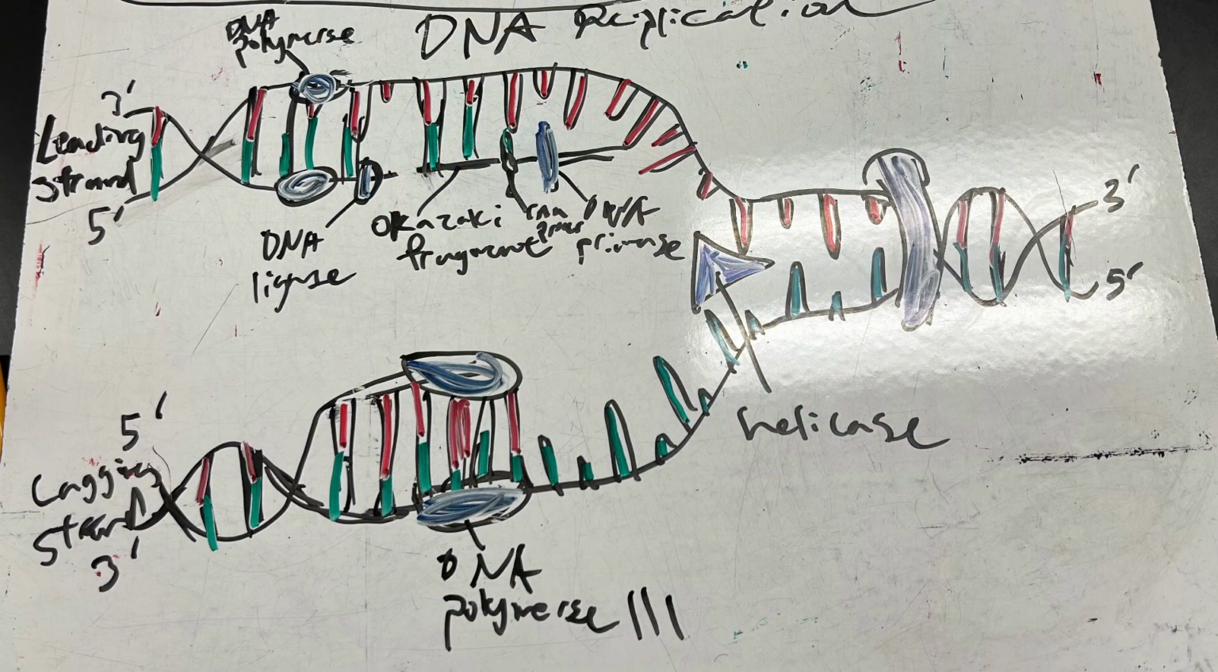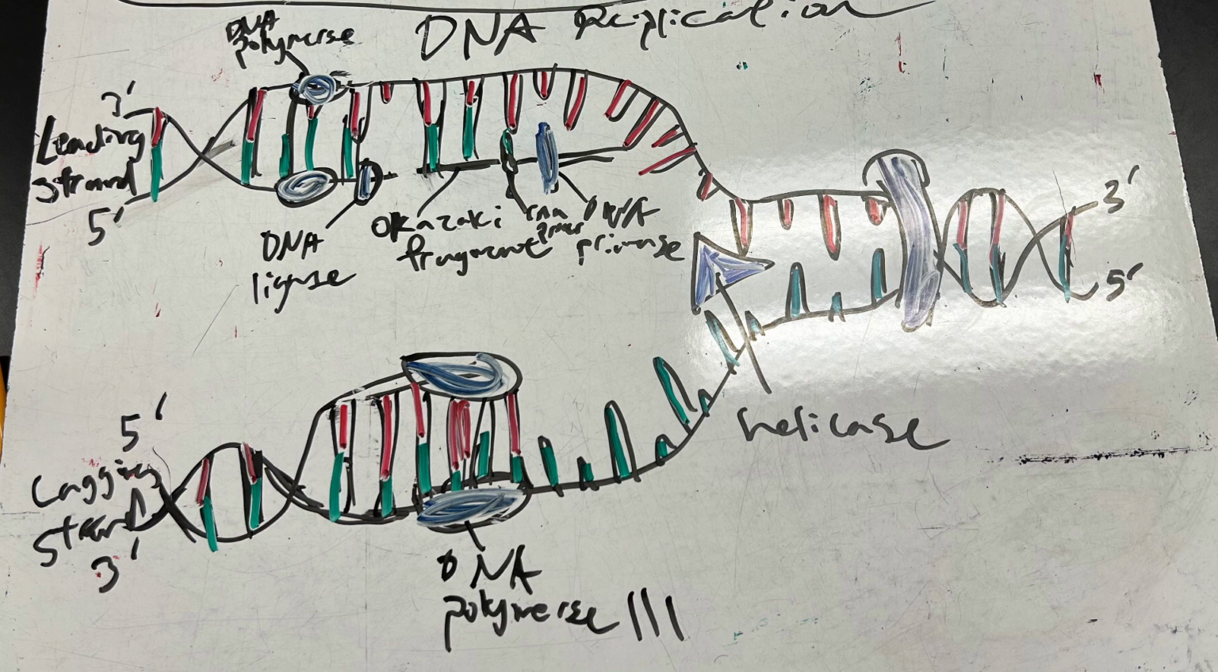So this is a diagram of DNA replication. DNA replication is semi-conservative since each new strand of DNA consists of one old strand and one new strand. The original strand is separated into two parts, the leading strand and the lagging strand, by DNA helicase, splitting it into a Y shape known as the replication fork.